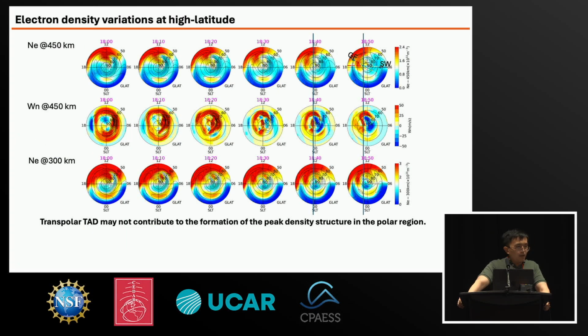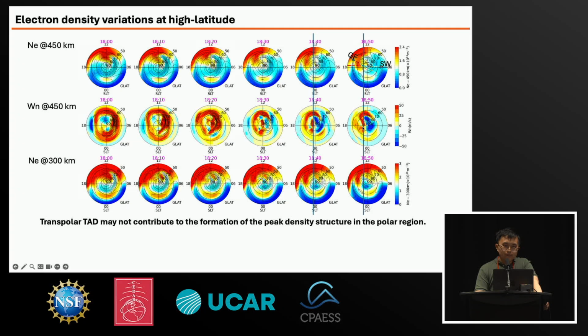Let's take an overview of the electron density variations at 350, 400, and 450 kilometers, as well as the vertical wind at 450 kilometers. Although we saw that the transporter TADs can be very significant in our simulation, these transporter TADs may not be responsible for the formation of these very strong electron density structures on the dark side.